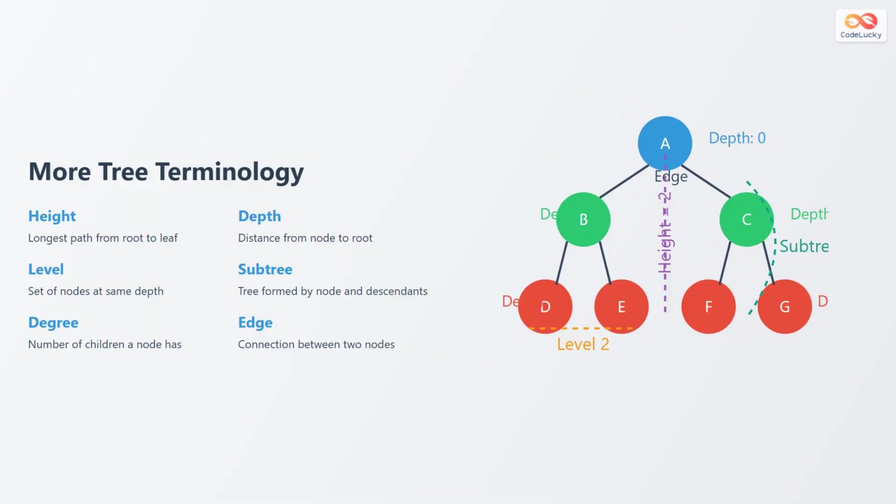Continuing with tree terminology, the height of a tree refers to the length of the longest path from the root to a leaf. The depth of a node is the distance from that node to the root. A level represents a set of nodes that are at the same depth. A subtree is a tree formed by a node and all of its descendants. The degree of a node indicates the number of children that the node has. Lastly, an edge signifies the connection between two nodes.